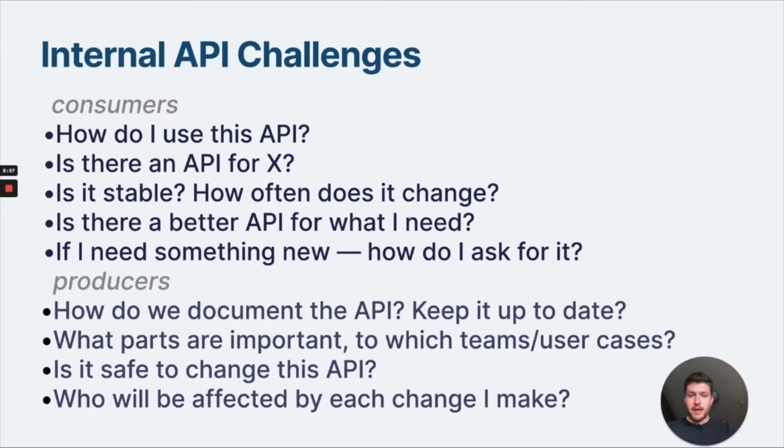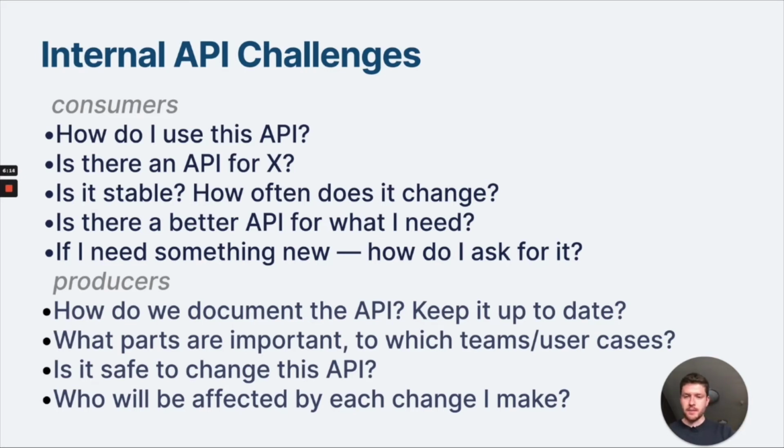We all will make them, but we don't always have the information we need to make them well. Is there a better API out there for what I need? Like, I found this one, or someone told me to use this one, but is there a better one out there that I should be using? And if I need something new, where and how do I ask for it? Who's responsible for this? There's not often a good sort of process for asking for new things in these APIs.